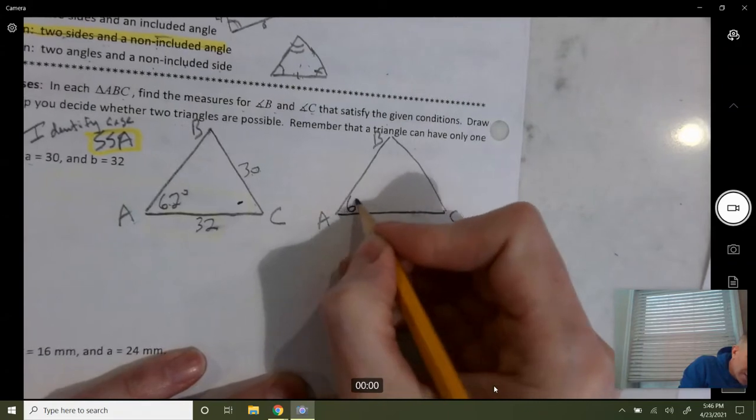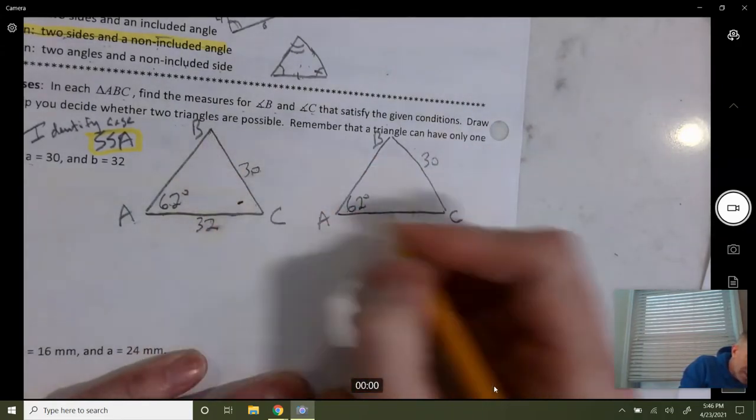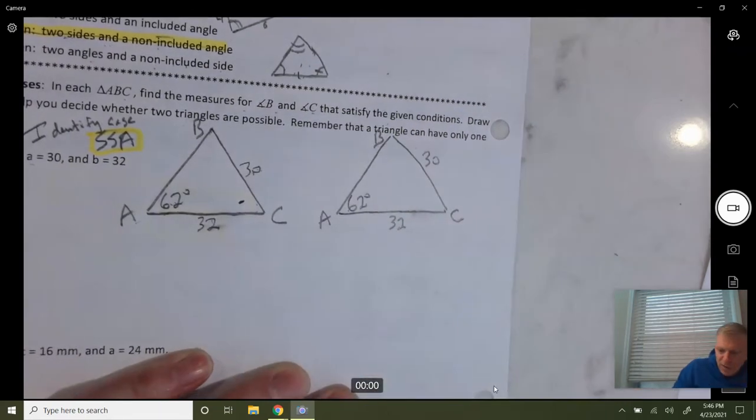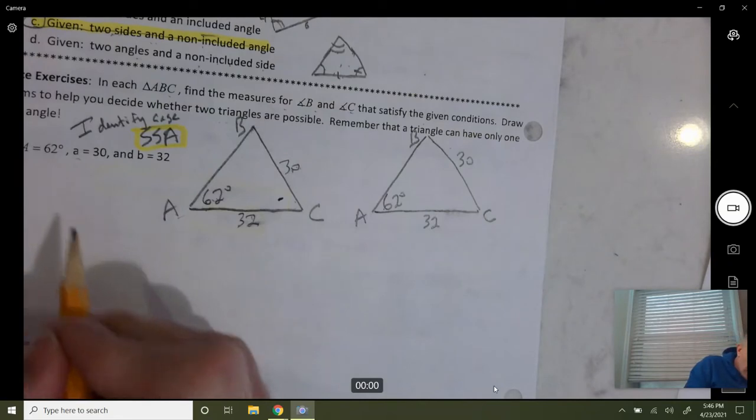So angle A is still 62 degrees. Side A is still 30. Side B is still 32. You want to fill in all the information that you have. Okay. Now I'm going to solve. I'm going to use the law of sines.